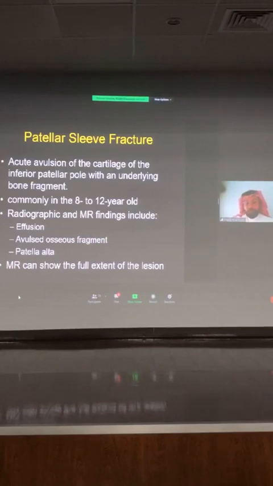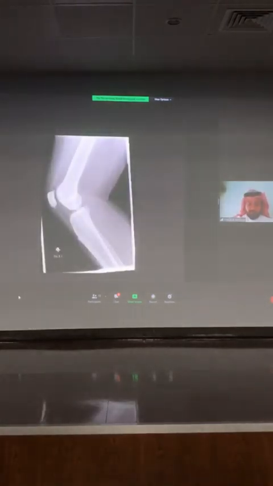And the patient will have some radiographic and MRI findings like effusion, avulsed osseous fragments, and patella alta or high-riding of the patella. MRI can show the full extent of the lesion. As you can see over here, this patient has a very subtle patellar sleeve avulsion with an osseous fragment over here that avulsed. The patella is somewhat high-riding, consistent with patella alta.